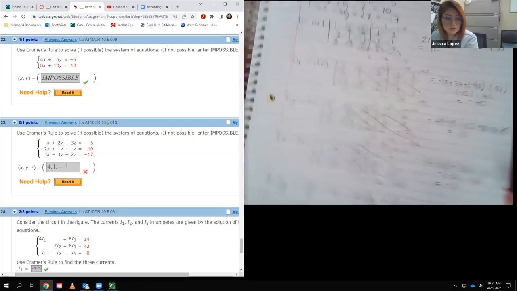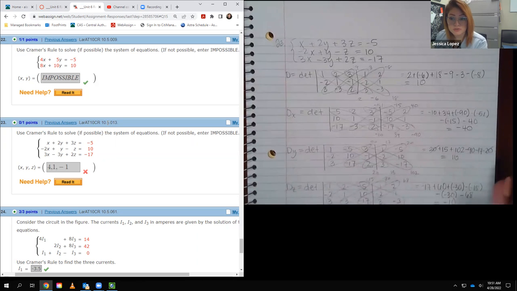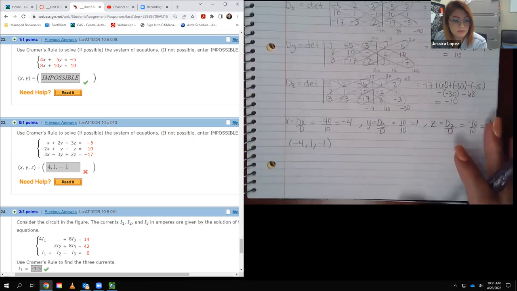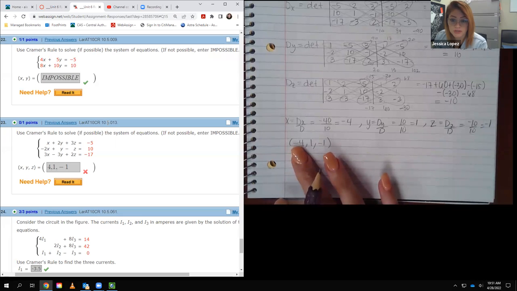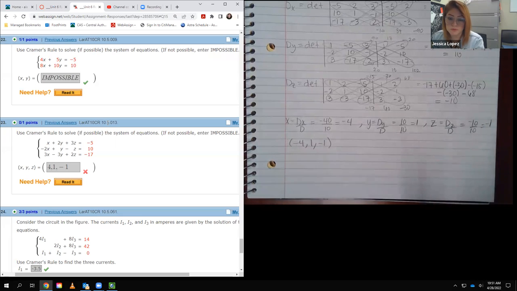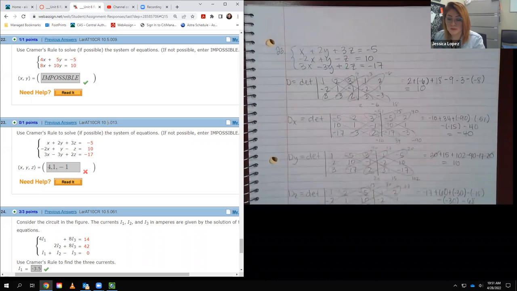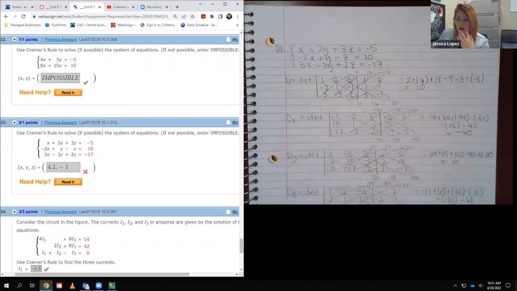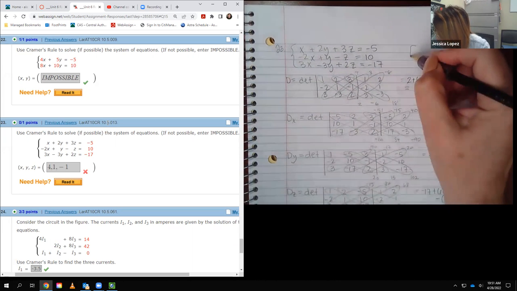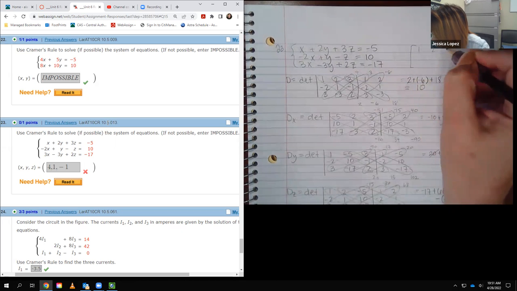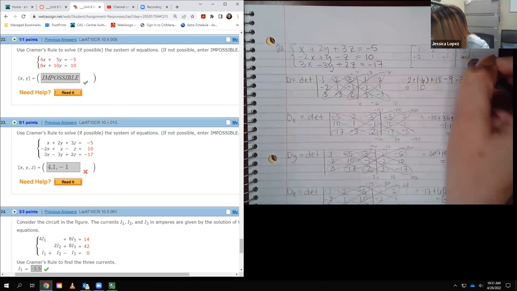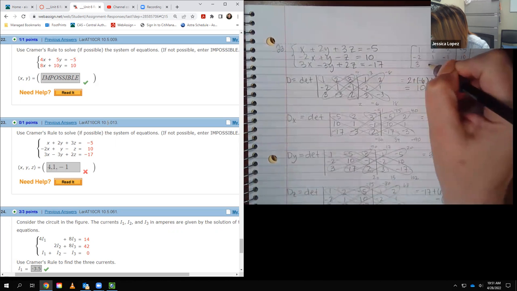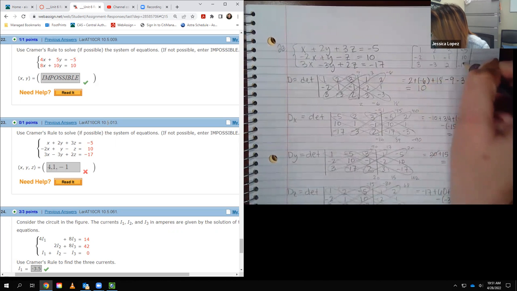Now for number 23, it says also for me to use Cramer's rule. And it looks like on this one, I made a typo and I typed in 4 instead of -4. So that was just purely a typo for this problem. So let me actually put the matrix over here first. So 1, 2, 3, and -5. -2, -1, -1, 10. 3, -3, 2, and -17.